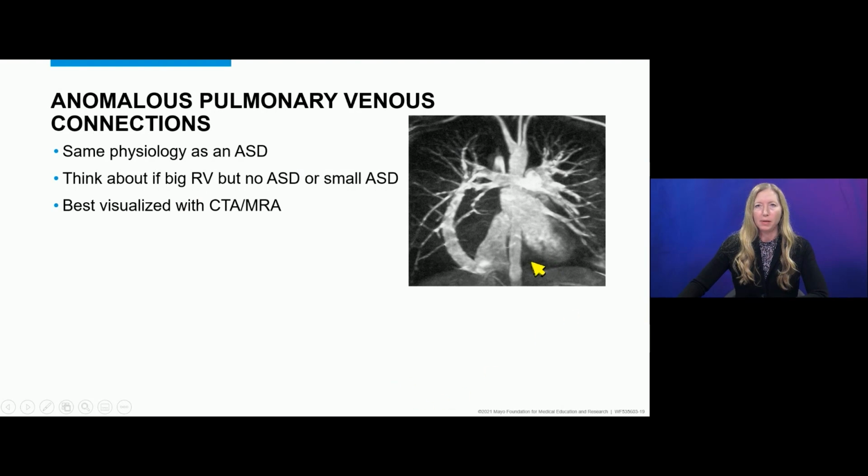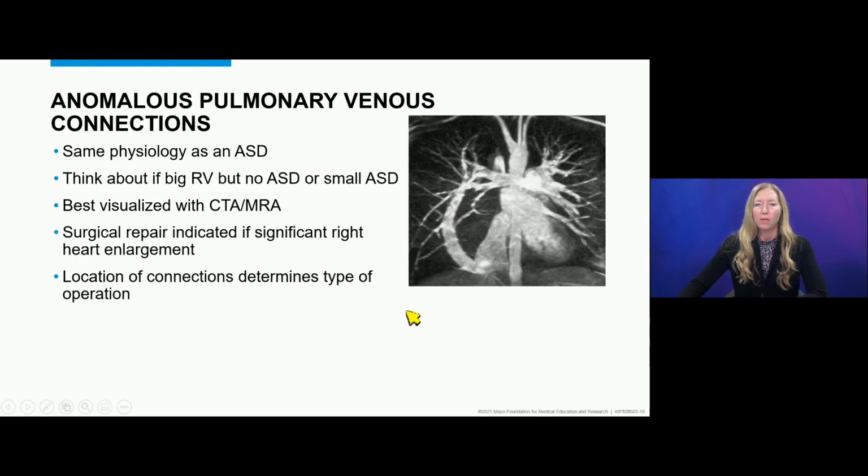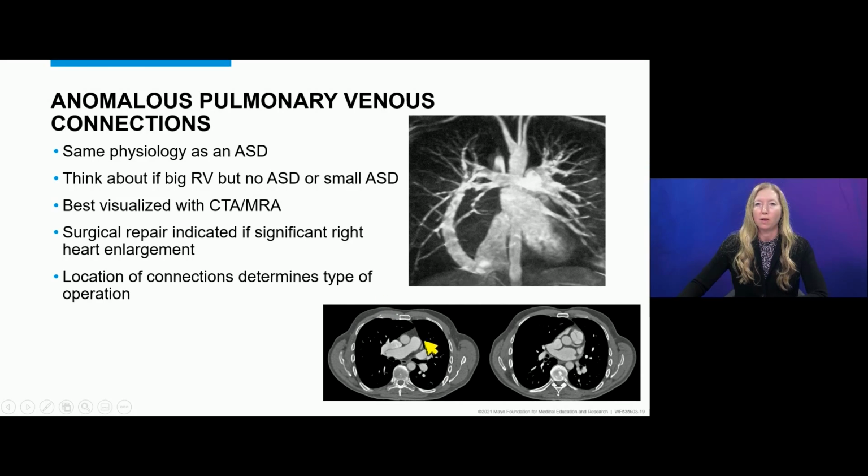So here you see an image of an MRA in a patient with scimitar syndrome. You see all of the right side of pulmonary veins are connecting down here to the IVC. If the patient has significant right heart enlargement in this setting, then you need to repair them, and the type of operation really depends upon the location of the connections and the types of connections. And so we need this cross-sectional imaging.